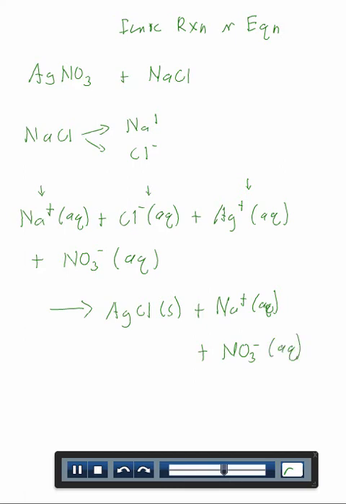So this is called the Complete Ionic Equation because it lists all the ions, even the same ions on the left and right side of the equation. You can see that sodium plus is both on the left and right, as is nitrate ions. This would be a precipitation reaction because silver chloride would precipitate out of solution as a solid.